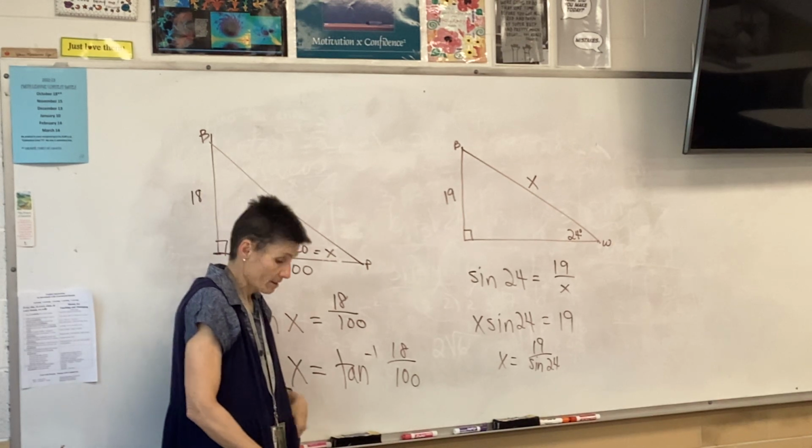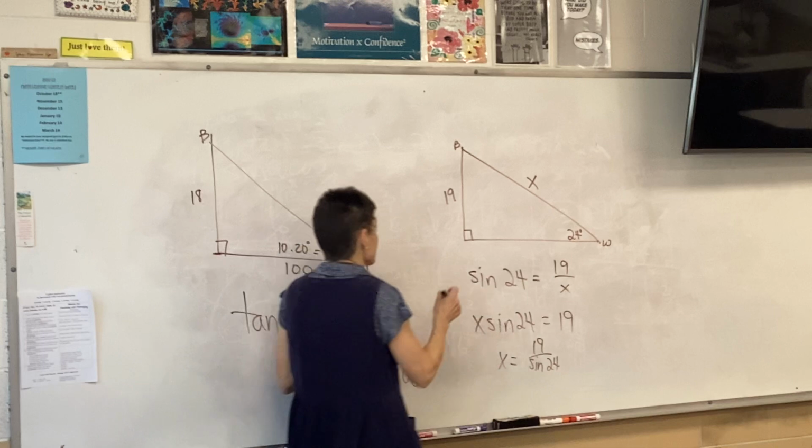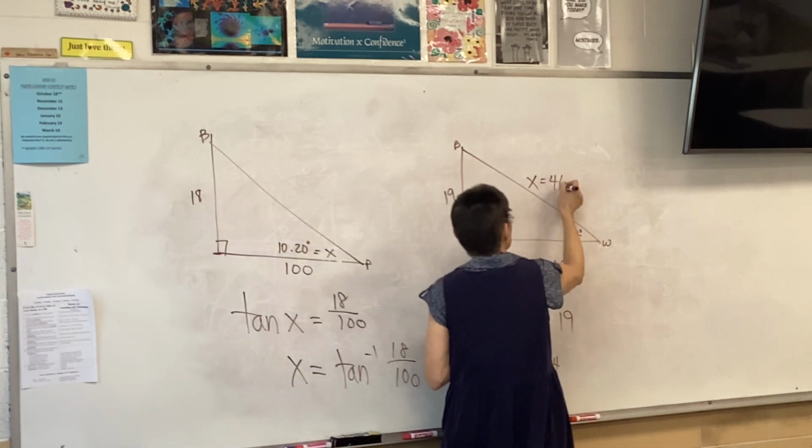46.71. Is he right? I didn't even type it in. 19 divided by sine 24. Yep, 46.71, and that would be feet.